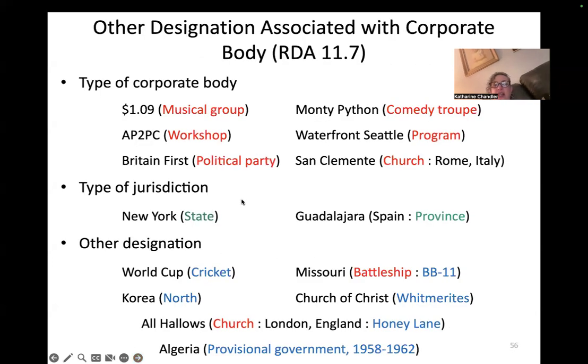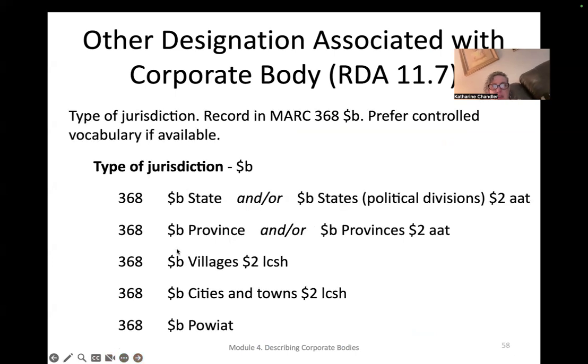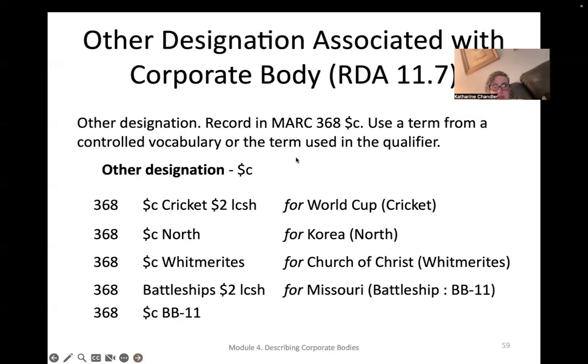Other designation associated with corporate body, types of corporate body. So here are some examples: type of jurisdiction, other designation. Other designation associated with corporate body, type of corporate body, record in MARC 368. Prefer controlled vocabulary if available. Type of jurisdiction, record in MARC 368. Prefer controlled vocabulary yet again. And here's use a term from a controlled vocabulary or the term used in the qualifier.